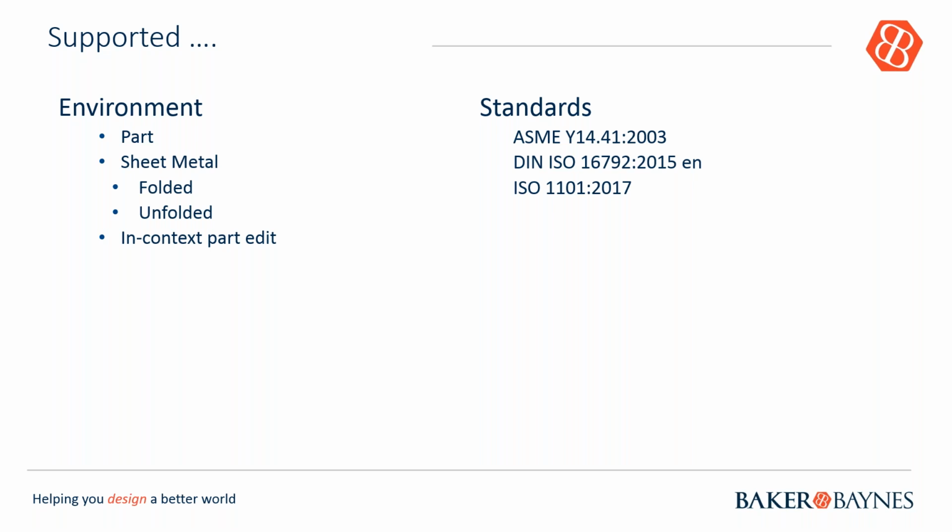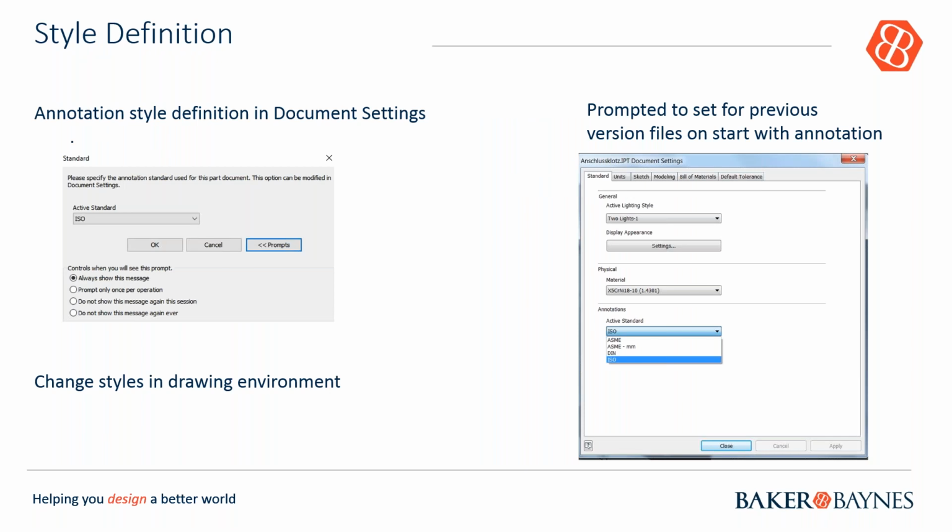If we look at the standards, we can see that it's ASME Y14.41 2003, also the DIN ISO standard that's in there, as well as the ISO standard that also comes in. So these are standards that you can choose, or style definitions. Talking about style definitions, when we select our definitions to change the style or the environment that we're working with, we can see that the annotation style in the definition settings, you can go in and change it.